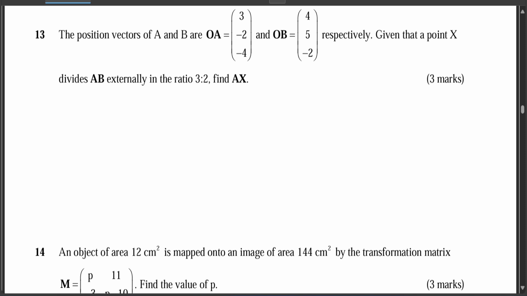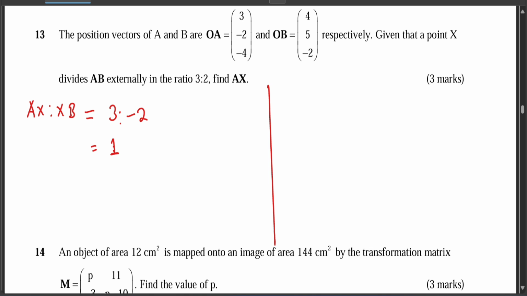So X divides externally the ratio 3:2. So the ratio of AX to XB will be 3:2. So the summation of those ratios should be 3 plus negative 2, which is 1. Sawa, si ngumu hivyo bwana, sikushtua. So the next step is quite easy.